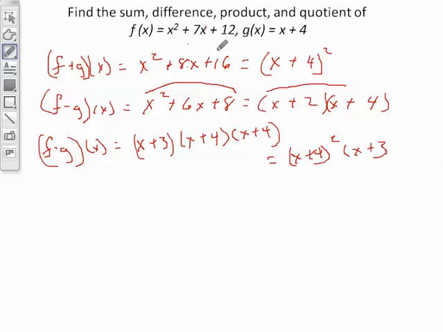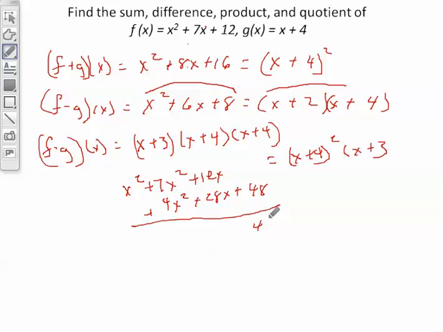I would have to take the x times every one of the values in the f function, and I would get an x cubed plus 7x squared plus 12x, and then the 4 times every one of them plus 4x squared plus 28x plus 48. And when I add those two things together, I get 48. 12 plus 28 would be 40x. 7 plus 4 would be 11x squared. And then the x cubed at the top.